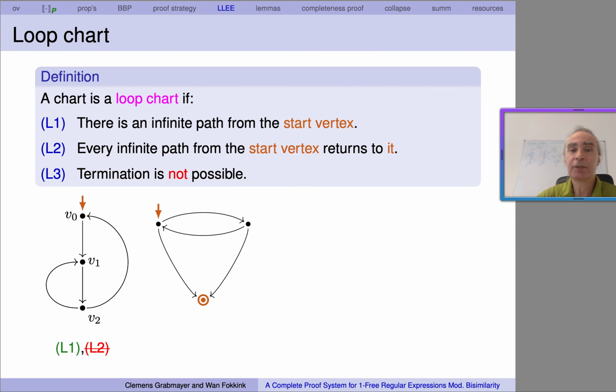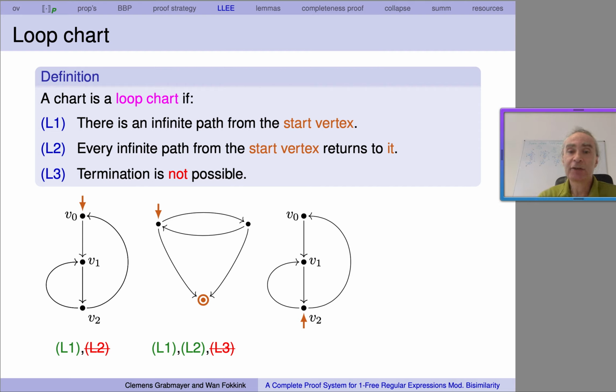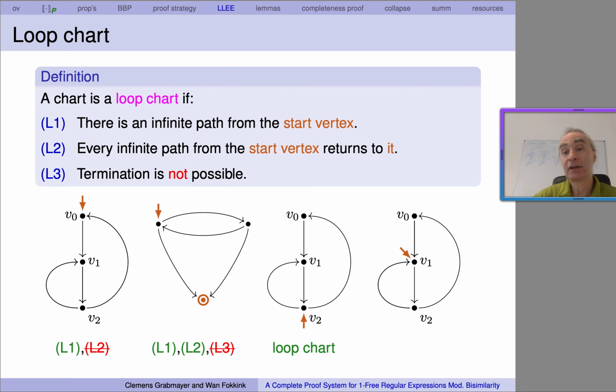Also, this first non-expressible chart is not a loop chart, because although there are infinite paths, and all infinite paths return to the start vertex, termination is possible, and that violates the condition L3. If in the first chart we change the start vertex to the bottom vertex, then we obtain a loop chart. Here all three conditions are valid. The same holds if we change the start vertex to the middle vertex, then there are infinite paths, all infinite paths return to this new start vertex, and termination is nowhere possible.